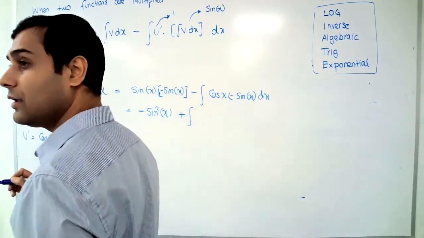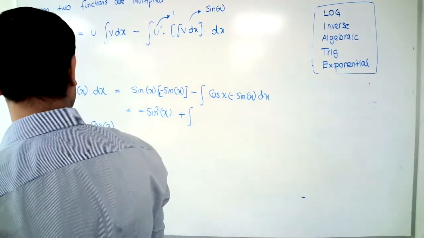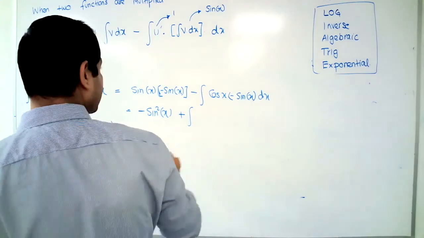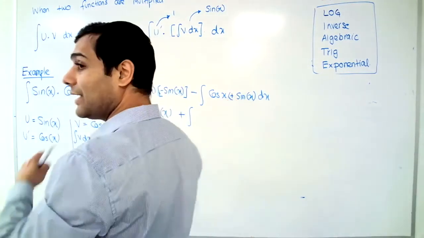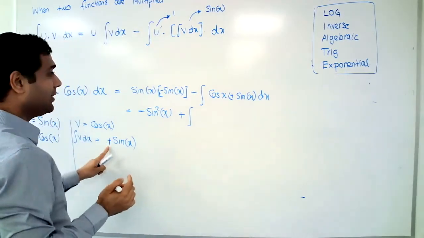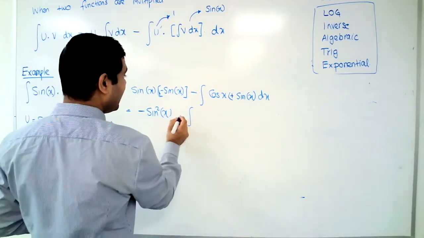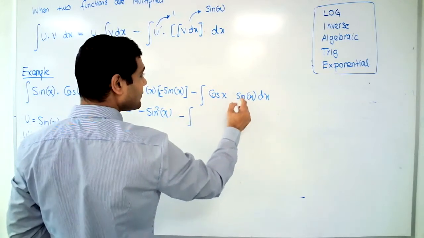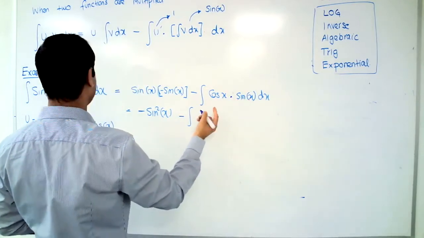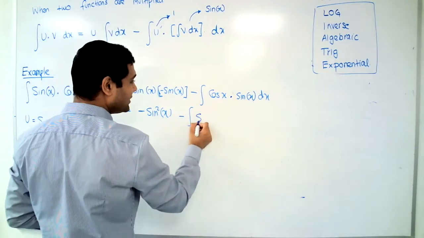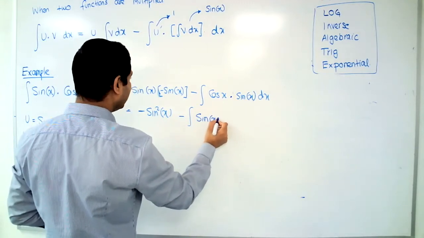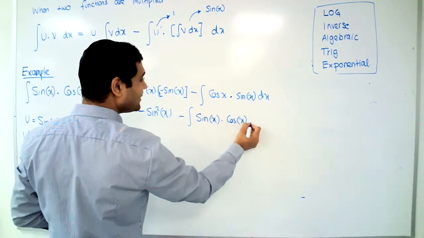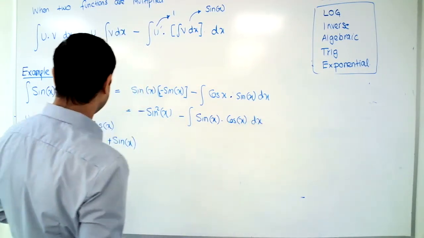And the integration of cos x times sine x. Integration of cos x is, oh yeah, it's a positive sine x. Sorry, thank you. It's the other way around. Yes, so that's a positive sine x, which means that will be a negative. So that thing becomes sine x cos x. I'm just changing the order, doesn't matter. Sine x times cos x dx.